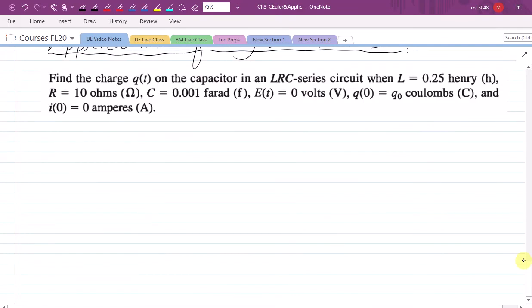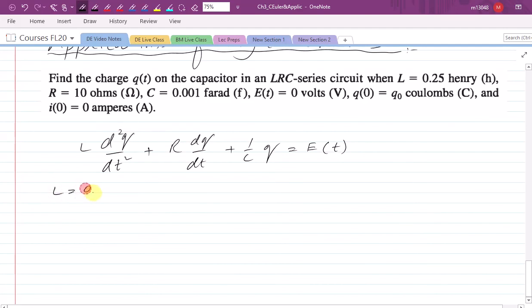Find the charge Q of t on a capacitor in an LRC series circuit when L is given in henry, R is given, and C is given. There are three components: E of t and all the variables are defined. If you remember, I told you that in application problems for linear first order, I will not give you the equation, but in this case, I will give you the equation in the question. L q double prime plus R dq by dt plus 1 over C q equals E of t.